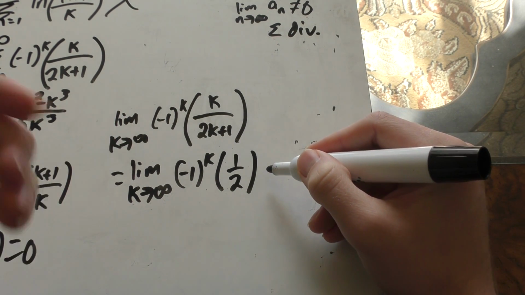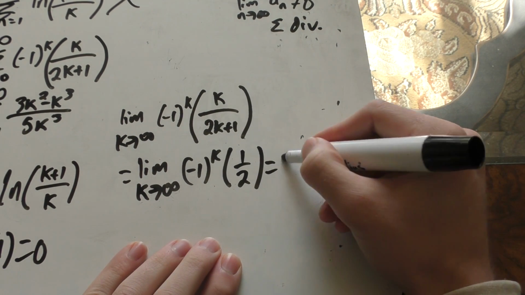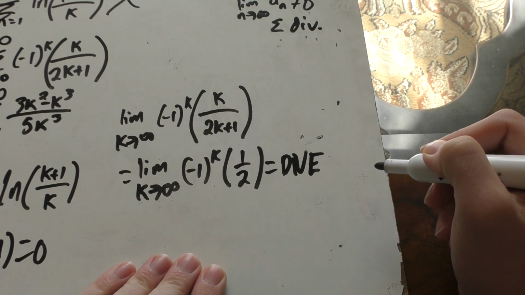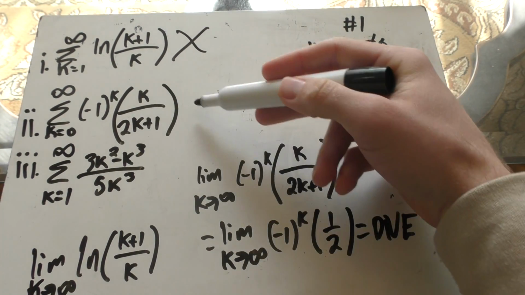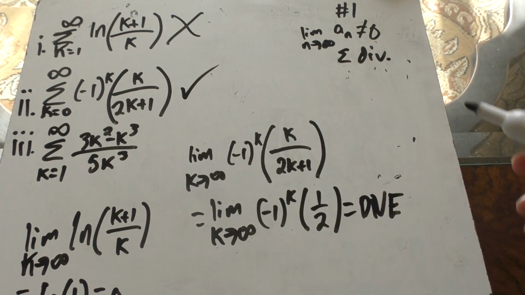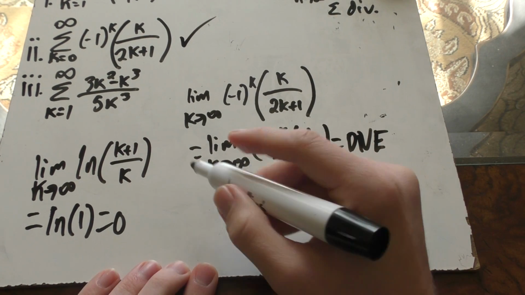Well, the limit's not going to exist. It's going to keep alternating, right? It's going to keep flipping sign. So here the limit does not exist. So I do know that this series up here, number 2, does diverge. Okay? So that one's okay. Let's test the last one.